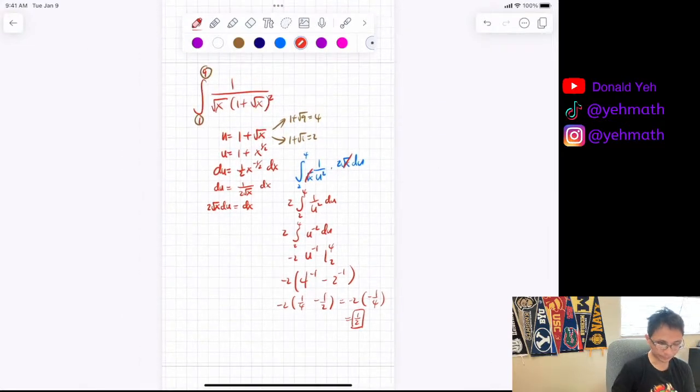And where do you get the 2 root x du from? That's just from taking the derivative of u? Yeah. Okay. And that's off of dx, yeah.